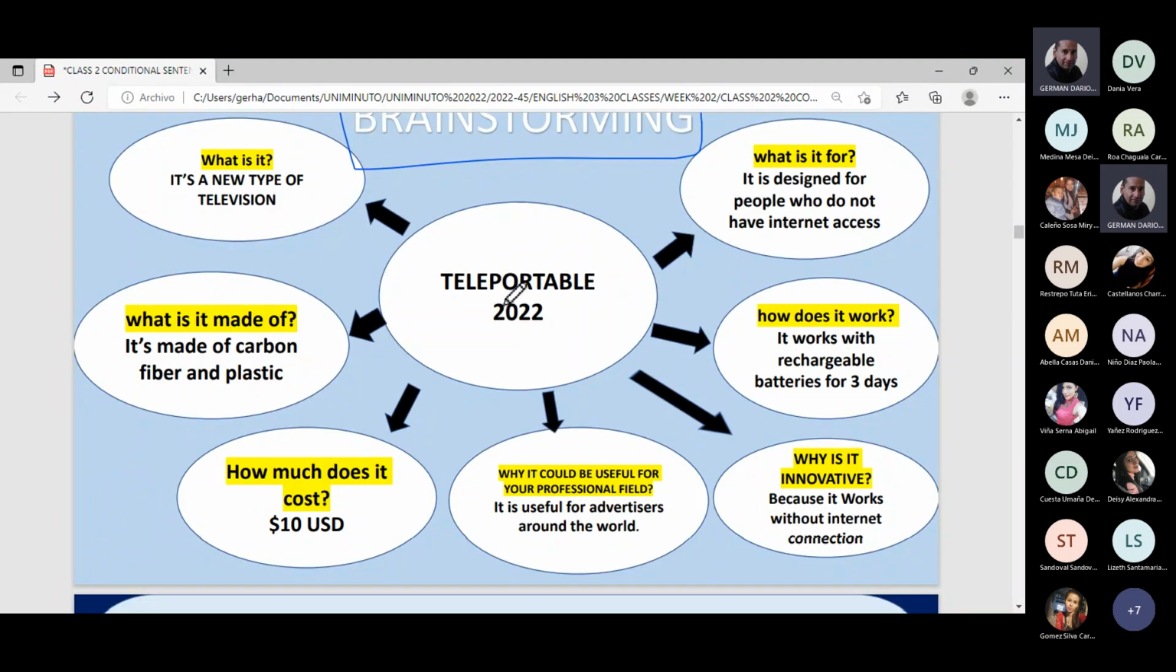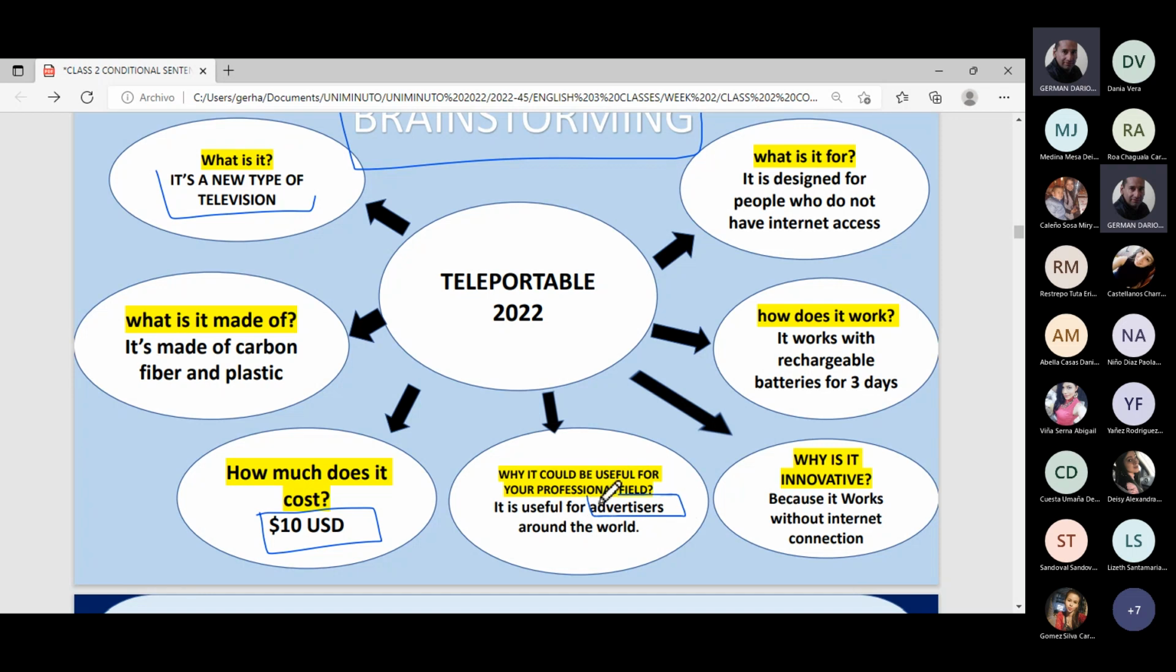This is another example. For example, another invention could be the teleportable TV. What is it? This is a new type of television. What is it made of? It is made of carbon fiber and plastic. How much does it cost? $10 per unit. It could be useful for my professional field. It is useful for advertisers around the world.